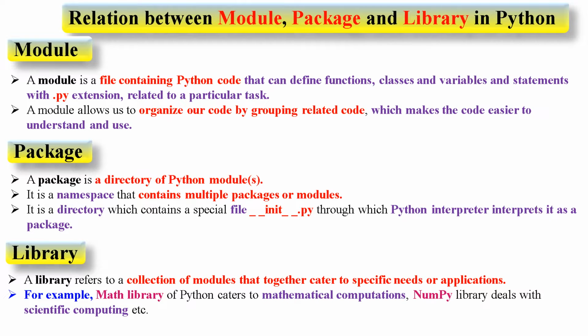Package. A package is a directory of Python modules. It is a namespace that contains multiple packages or modules. It is a directory which contains a special file, __init__.py, through which the Python interpreter interprets it as a package. Library. A library refers to a collection of modules that together cater to specific needs or applications. For example, the Math library of Python caters to mathematical computations, the NumPy library deals with scientific computing, etc.